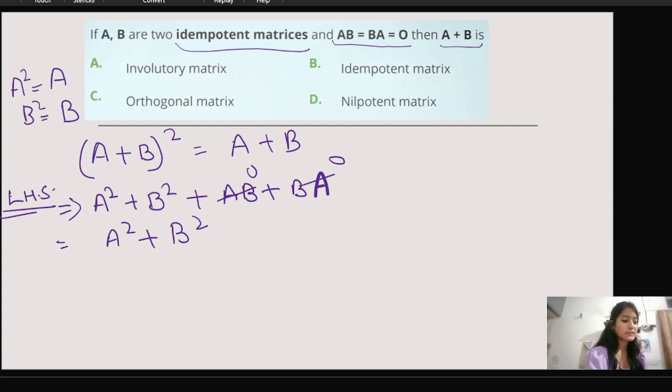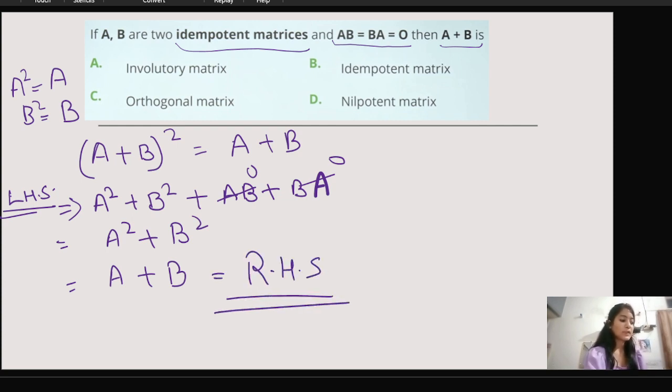As it is already said that A and B are two idempotent matrices, that means A square is equal to A and B square is equal to B. So from here we are getting A plus B, that is equal to the right hand side. Okay. So we can say option B is the correct answer. So A plus B is the idempotent matrix, right? Okay, move to the next question.